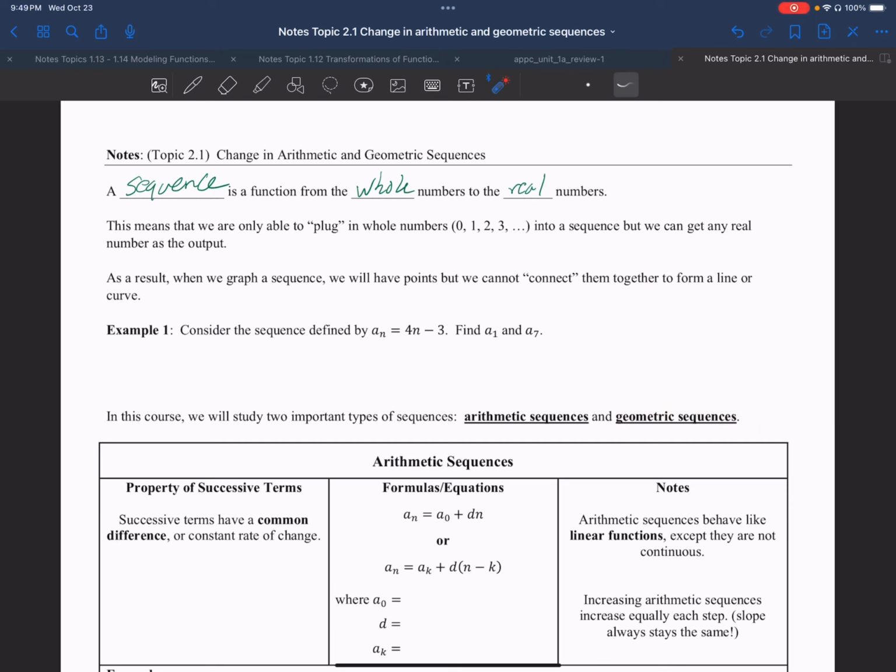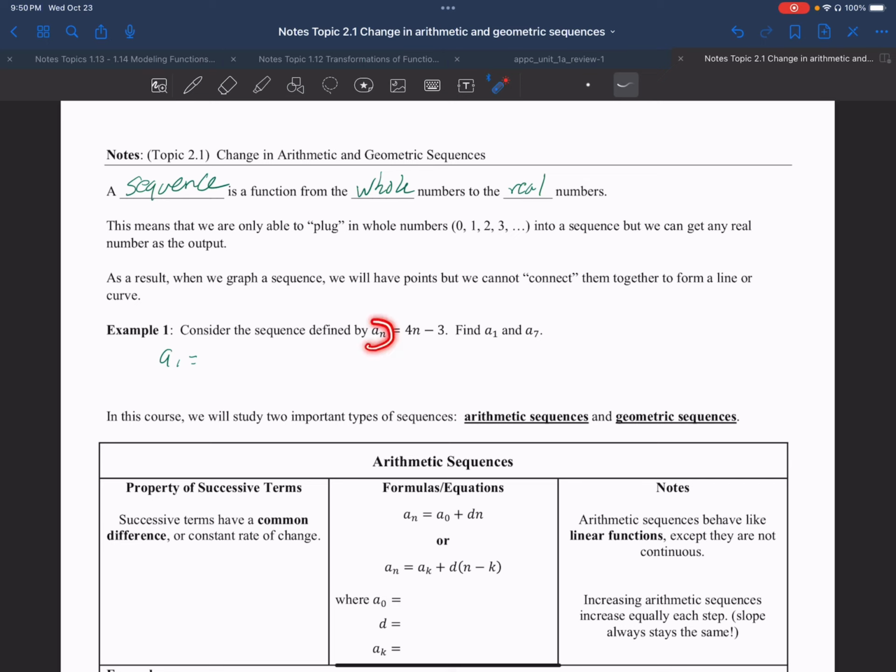In example number 1, it says consider the sequence defined by a sub n equals 4n minus 3. If they give you the equation, it's super easy to find missing values. So here they're basically asking you for the first term in the sequence, and they're asking you for the seventh term in the sequence. So when I do this, I need to find a sub 1, and then all I need to do is replace my n with this variable, which is 1.